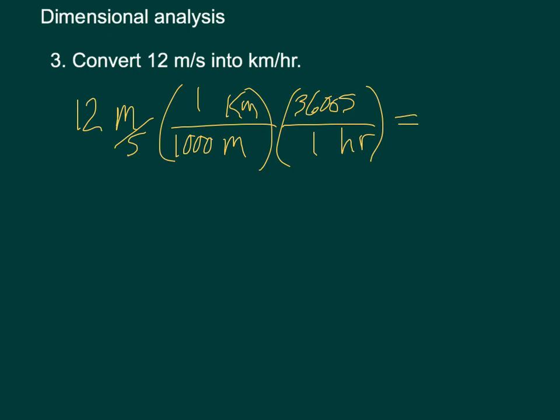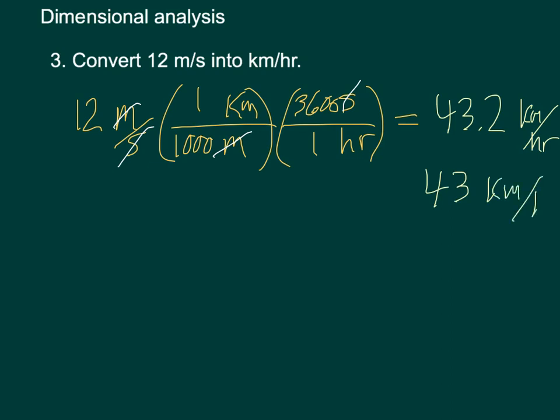And you go ahead, type this into the calculator, 12 divided by 1,000 times 3,600, and that is going to come out in units of, if you look at this, the meters cancel, seconds cancel, kilometers per hour. Okay, so the answer we get at the end of this is going to be 43.2 kilometers per hour. We look again, we have 2 significant digits that we can do, so the answer will be 43 kilometers per hour.